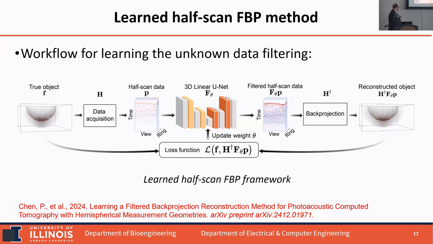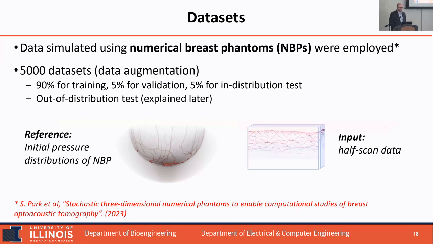But again, we have our object, we have data acquisition, our half-scan data. We learn how to filter it, and then once we learn how to filter it the correct way, we can back project it, we can get an accurate reconstruction. I should mention this work was done by Pan Chen in collaboration with members of my lab. And the half-time work was actually done by Rafik Mert-Kam.